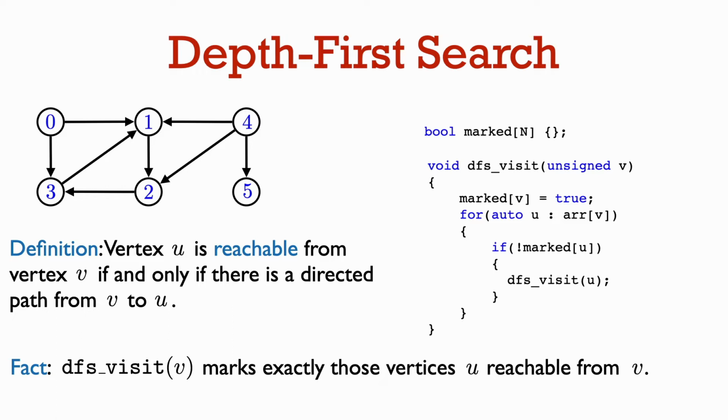Because in the for loop, we only consider vertices that are out adjacent to the vertex we are currently visiting, DFS visit will only explore vertices that are reachable from the vertex V that we start at. In fact, you can show that DFS visit on V will mark exactly those vertices that are reachable from V. The reason why this is true is very similar to the argument that we gave in the undirected case, so I'm not going to go through the details here.